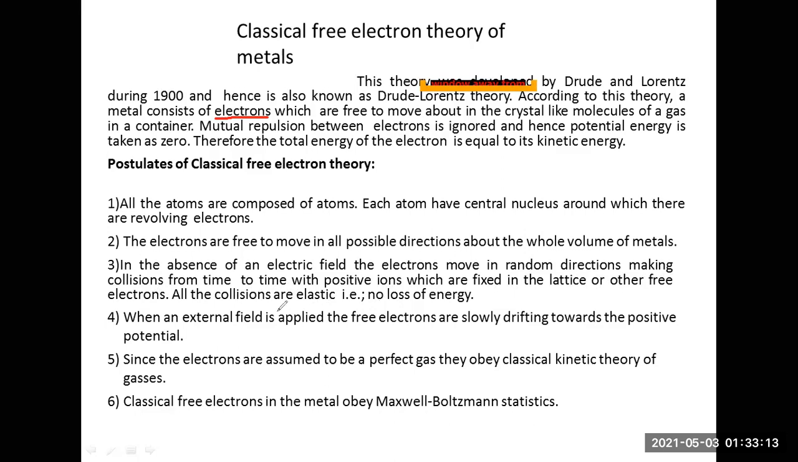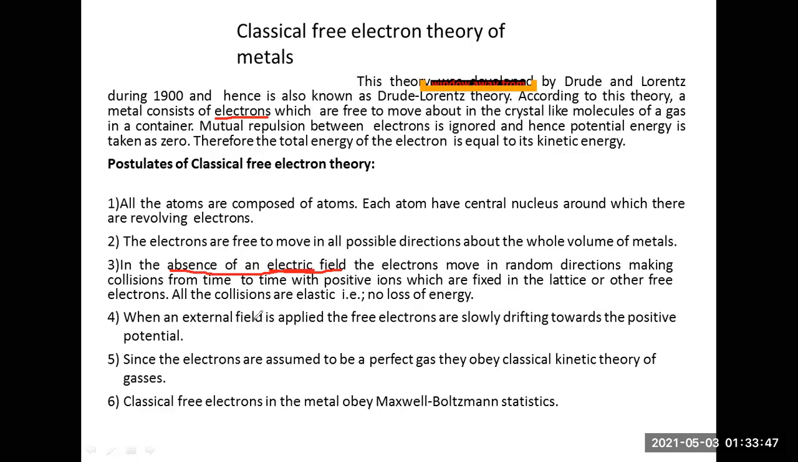What is the meaning of this? All the collisions, including those with the positive ions, are elastic, so there will be no loss of energy when the electrons collide with the positive ions, right? This is the case in the absence of the electric field, when we don't apply an electric field.